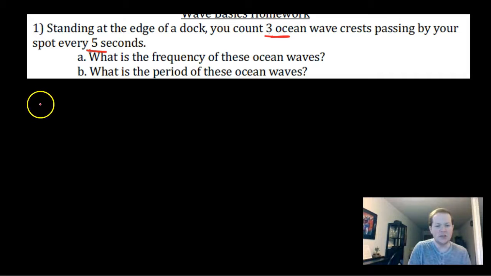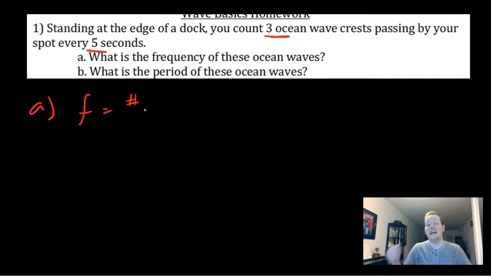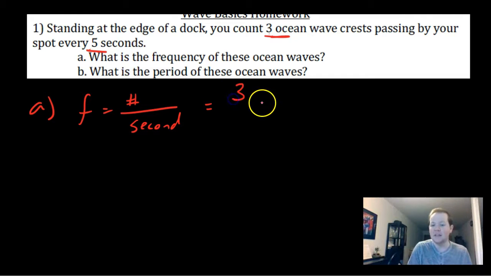It's asking 2 questions. A is asking what is the frequency. Remember, frequency is the number of usually waves, but frankly, it's the number of cycles, the number of items happening per unit of time or per second. For example, in this case, we see 3 things, 3 ocean waves pass. That's the number. And how many seconds did it take those 3 ocean waves? That's 5. Oh, this is how we'd figure out the frequency.